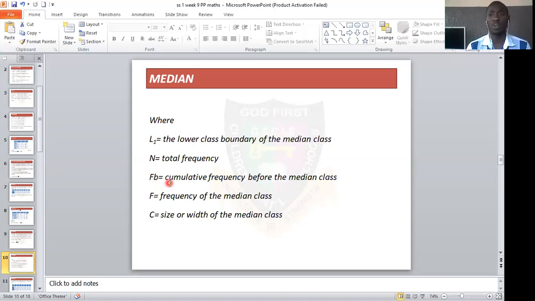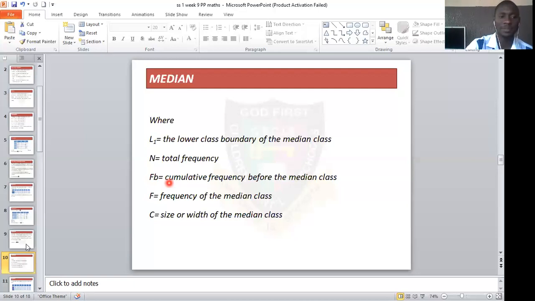FB is the cumulative frequency before the median class. Please take note of all these things very well. They are very vital in the median for group frequency distribution table. FB is the cumulative frequency before the median class. That is, if your median class is the third class, the cumulative frequency of the second class is the FB. F is the frequency of the median class, while C is the size or width of the class, that is the interval of the class.